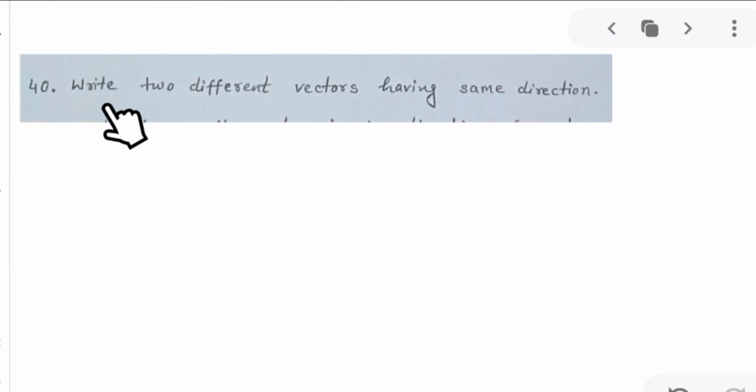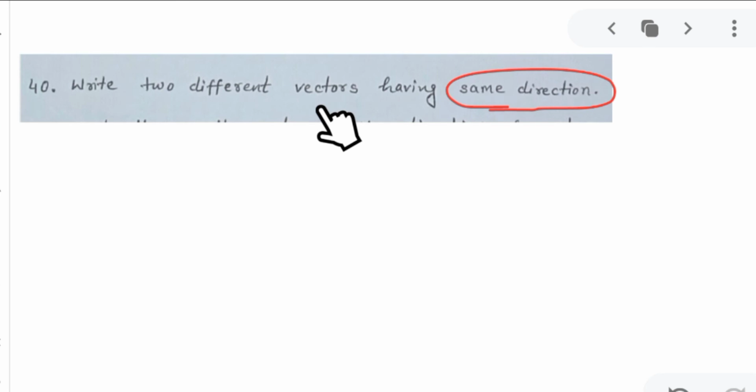The next question is: write two different vectors having the same direction. So having the same direction. You know a vector has magnitude and direction.